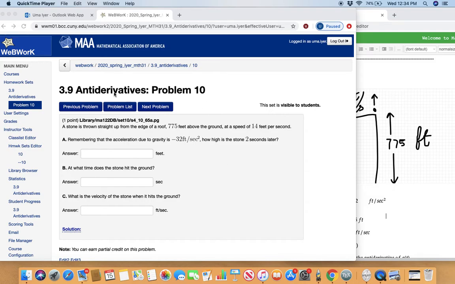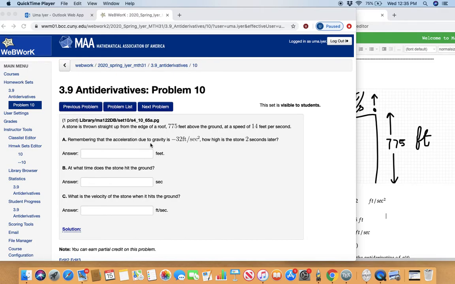So this is problem 10, section 3-9. A stone is thrown straight up from the edge of a roof, 775 feet above the ground at a speed of 14 feet per second.